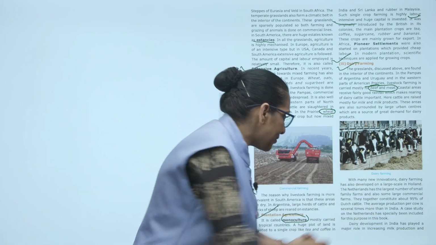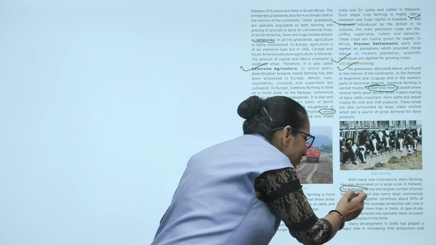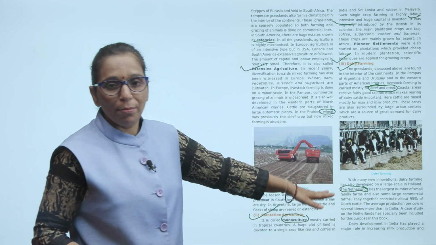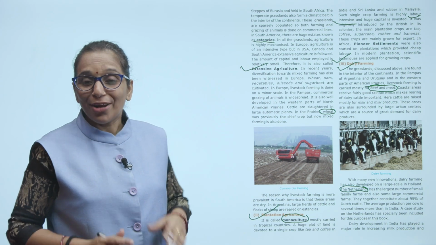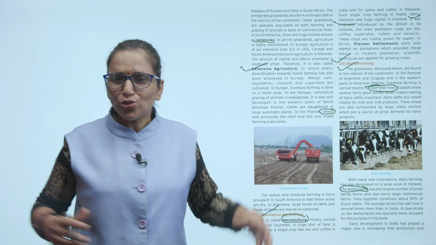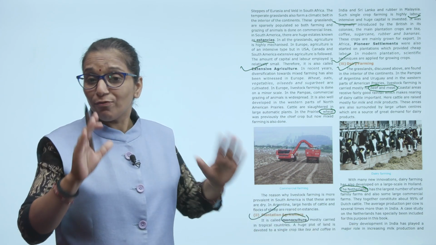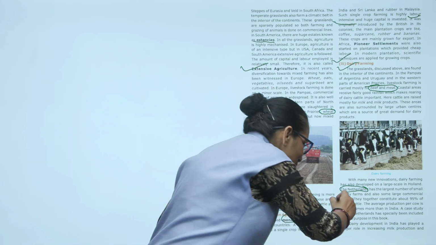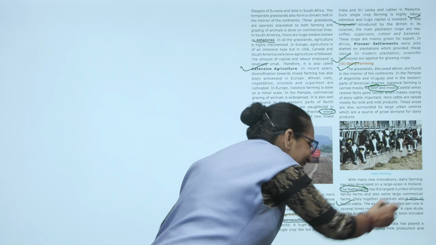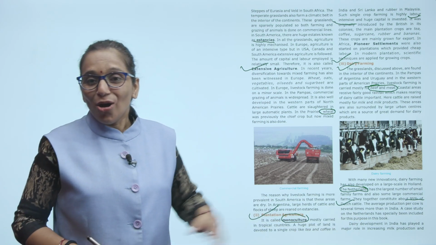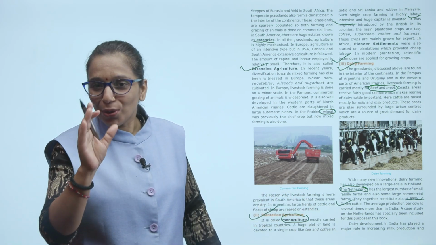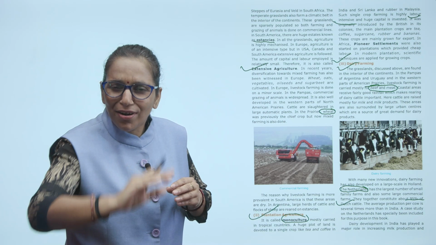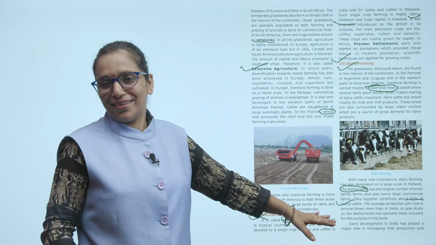The Netherlands has the largest number of small family farms and also some large commercial farms. They together constitute about 95% of the Dutch cattle. It's a huge amount, 95%. And the average production per cow, if you are going to discuss it now, is several times more than in India. Highly productive cows are there.